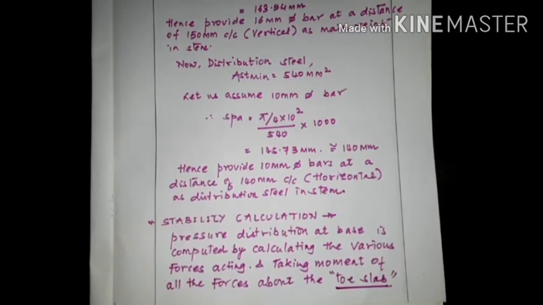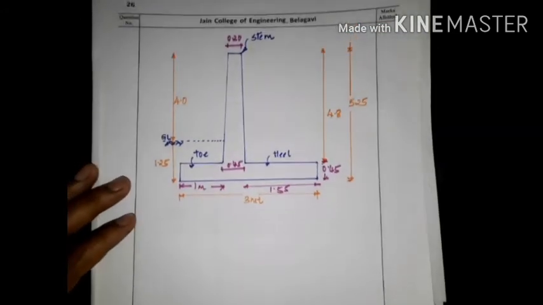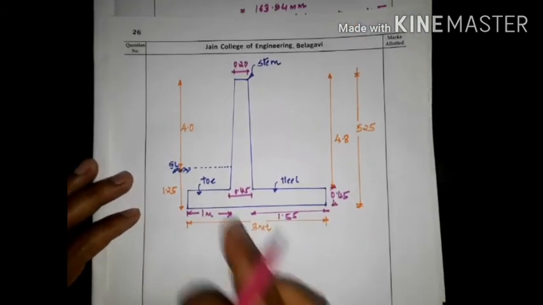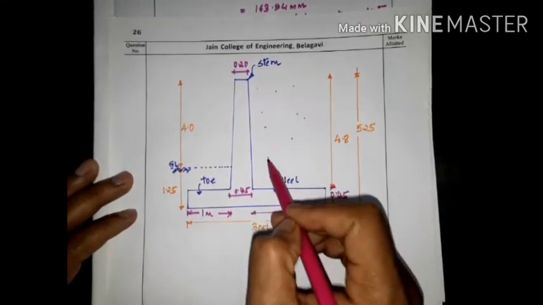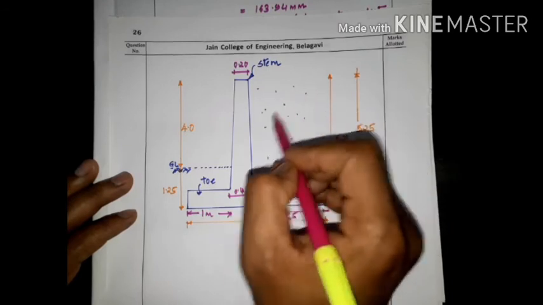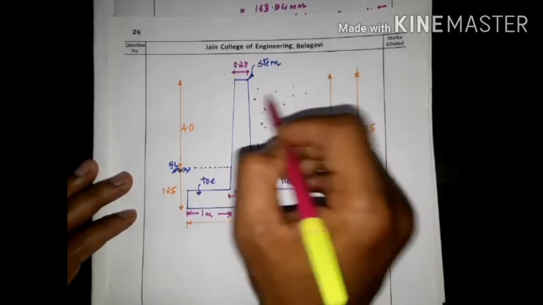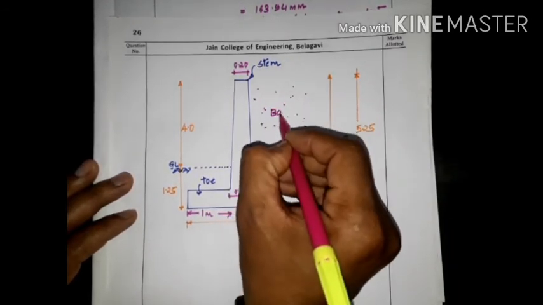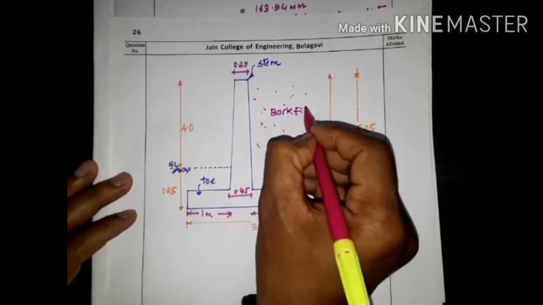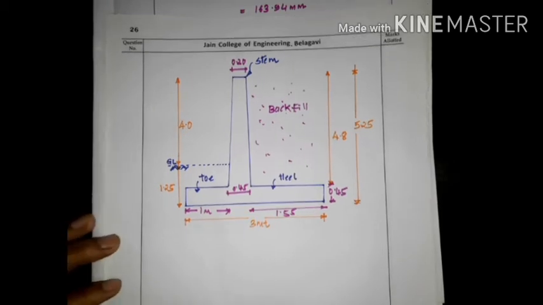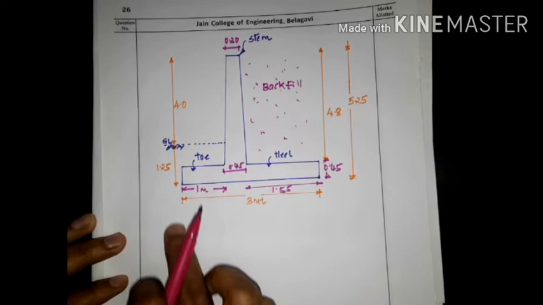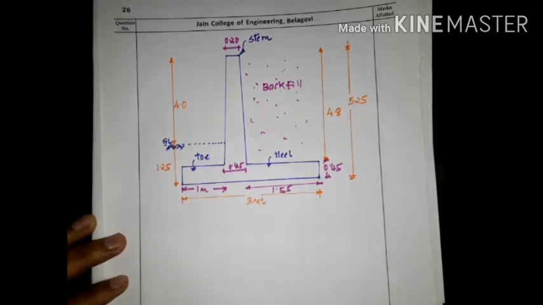Okay. So this is the retaining wall, and here we have the backfill. This is filled with backfill here. I'll just write backfill. Okay. Now for stability calculation, we have to find out the pressure distribution at the base. What should be the pressure distribution?